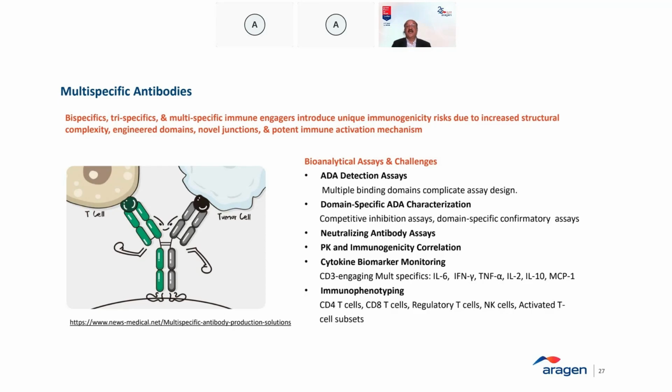Besides that, since they directly interact with the immune cells, it becomes very critical to monitor the cytokines because you do not want the response to go towards the inflammatory pathway, but you want them to stick to immunogenicity. And immunophenotyping also becomes critical as these are mostly immune cell engagers.